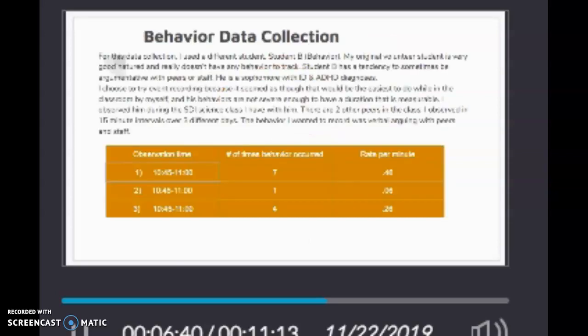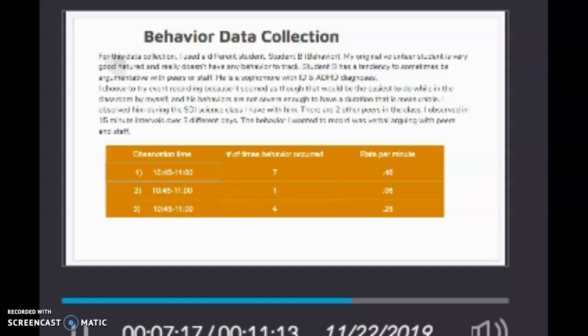On to the behavior data collection. Again, this is with a different student because student A doesn't exhibit any atypical behaviors. He's a fairly well-natured child who always does what's asked and is very respectful. So I chose to do a different student. And again, he is a sophomore with intellectual disability and ADHD.